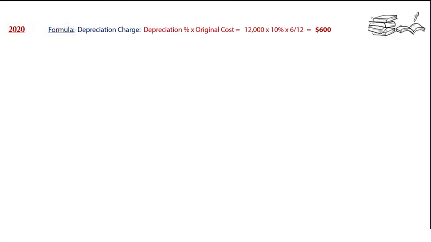Now when we come to 2020, we'll have to calculate a depreciation charge for the 6 months it stayed in the business before it was sold. So the 6 months will give us $600 following the formula.